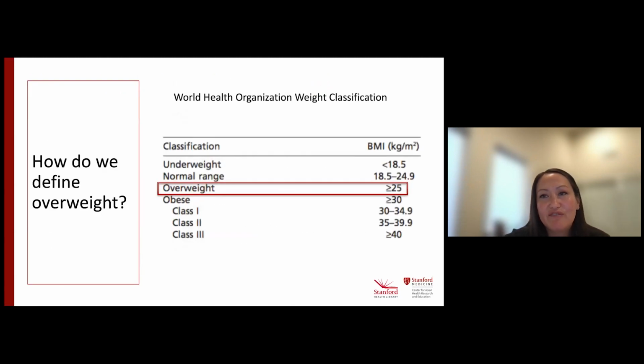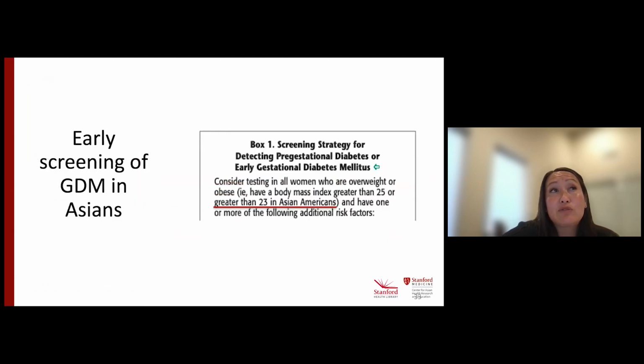And I think we're all very familiar with BMI classifications. And so the World Health Organization says overweight is greater than or equal to 25. In terms of early screening for GDM, ACOG says consider testing in all women who are overweight or obese, which means a BMI of 25 or greater, but 23 or greater in Asians. And so why is it different in Asians than in other populations?